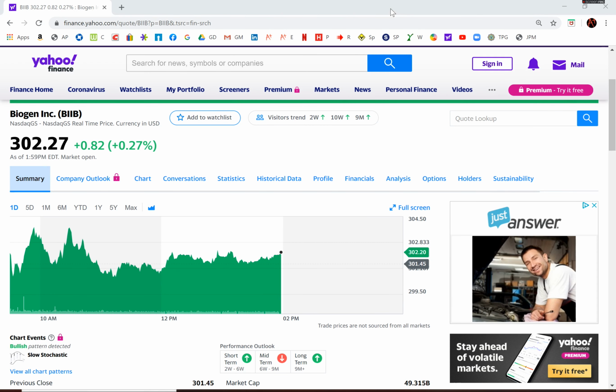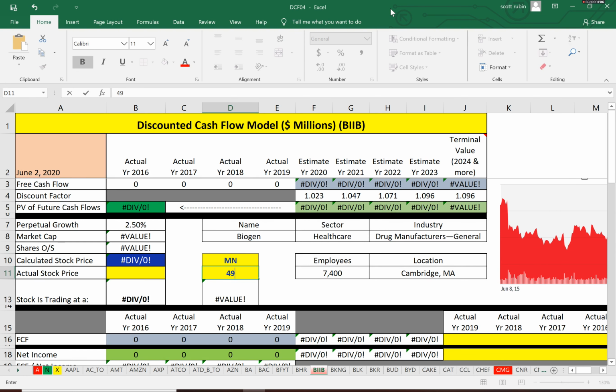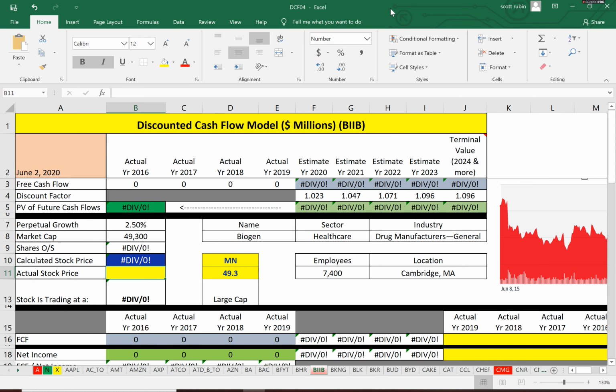We're going to calculate the stock price for Biogen. First thing we need is the market cap, which is 49.3 billion. And now we need a stock price, 302.36. And this way we figured out the shares outstanding because it's just the market cap divided by the stock price, and that's 163 million shares outstanding.